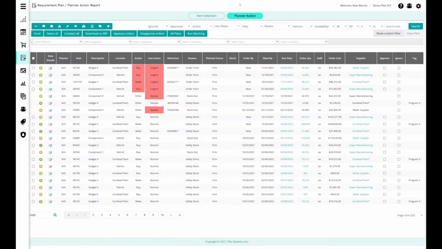And today we're going to be talking about how we can leverage Plex's advanced MRP to help you prevent stockouts. What we're looking at here is our planner action report, where users can manage by exception where we need to make more finished goods or WIP material or buy raw components.